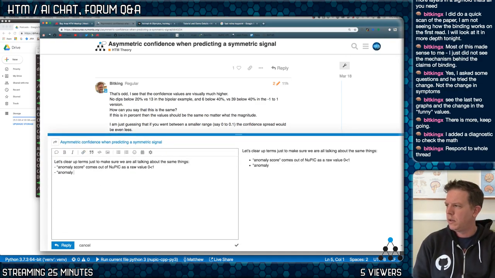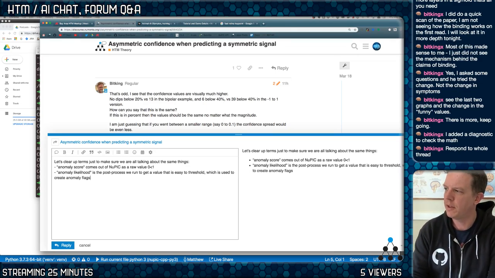Anomaly likelihood is the post-process we run to get a value that is easy to threshold, which is used to create anomaly flags.